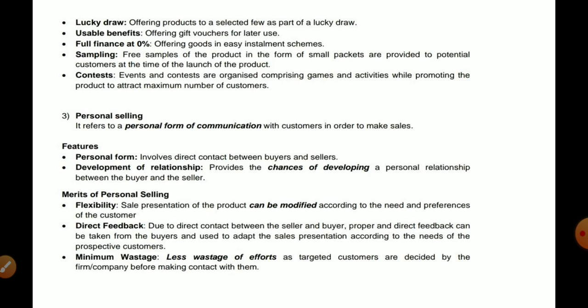What are the merits of personal selling? It is flexible and can be modified. You can easily observe the expressions of the customer, so you can be flexible about the information about the product and the offering. Direct feedback: you can receive direct feedback from the buyer, so the need of the prospective customer can be identified. Minimum wastage: there is less wastage of efforts, and you can directly contact the targeted customers. Okay, so these are the merits of personal selling.